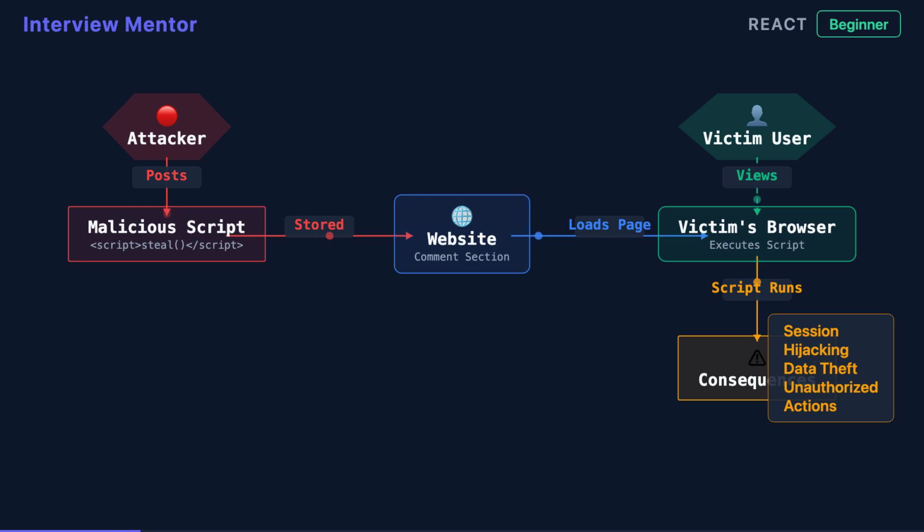Imagine a comment section where someone posts a script tag instead of a normal comment. When other users load that page, the malicious script runs in their browser with full access to cookies, local storage, and session tokens. This can lead to session hijacking, where attackers steal your logged-in session, data theft of personal information, or unauthorized actions performed on your behalf. It's one of the most common web vulnerabilities.